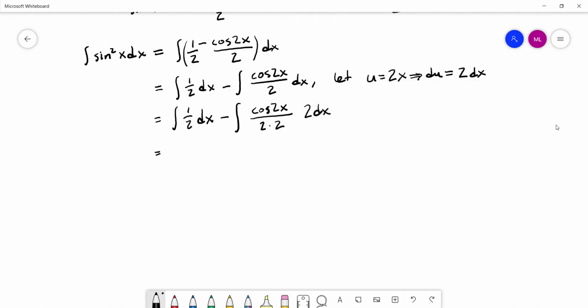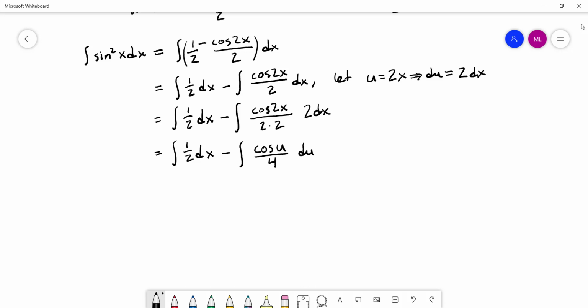And that means this second integral gets rewritten as minus the integral of cosine of u. Cosine of 2x, 2x is what we said would be called u. I've got my 2 dx, so I've got my du, and the denominator is now just a 4.